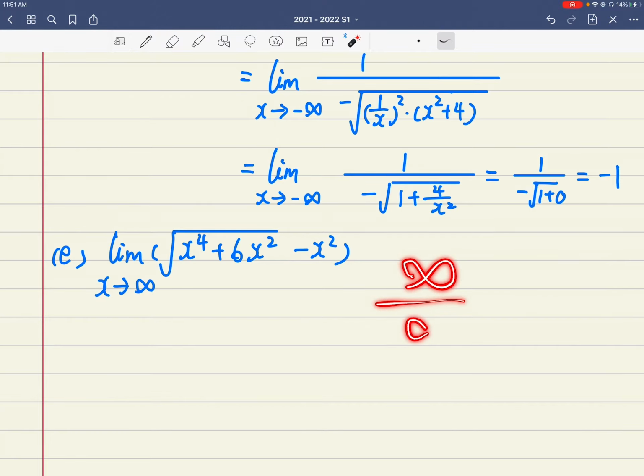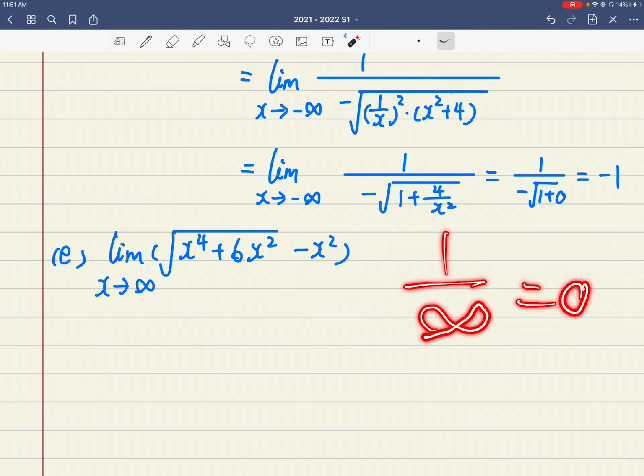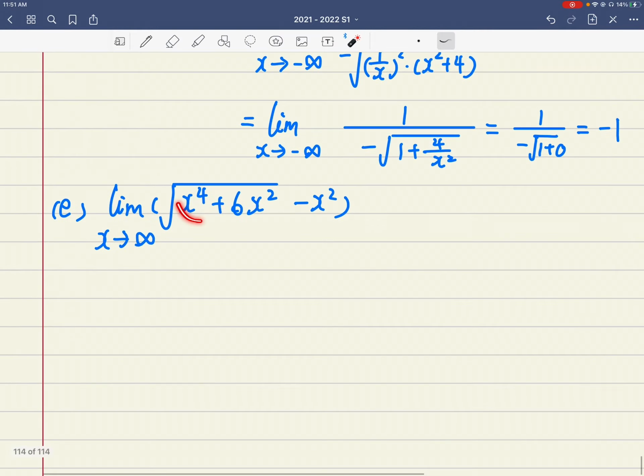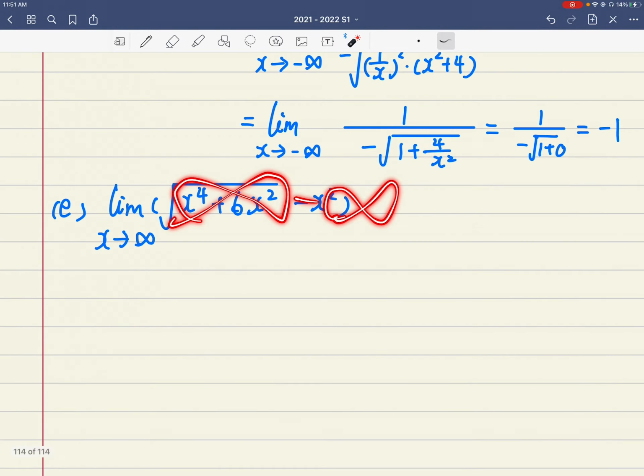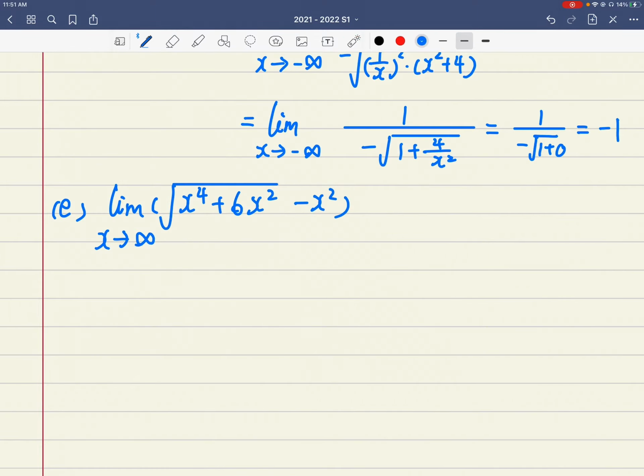A similar mistake would be saying infinity over infinity is just 1. It's wrong. Again, you're treating infinity as a number, and you cause mistakes. But for example, if you have 1 over something approaching infinity, yes, you can conclude it's 0. This type is fine. So here, if you do the substitution, it's infinity minus infinity, so you don't know the answer.